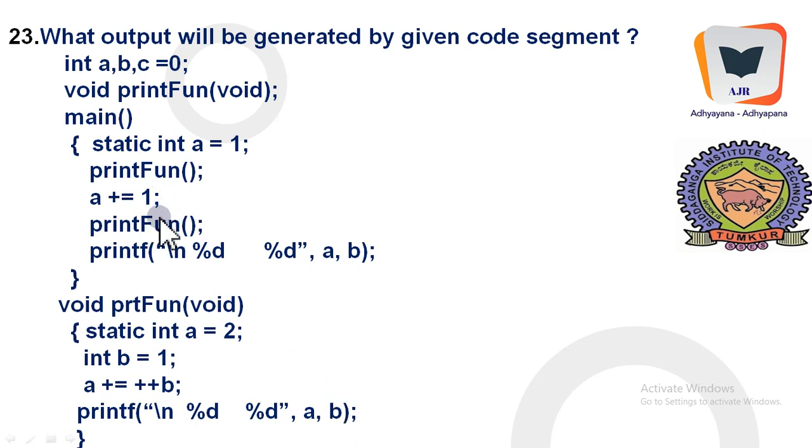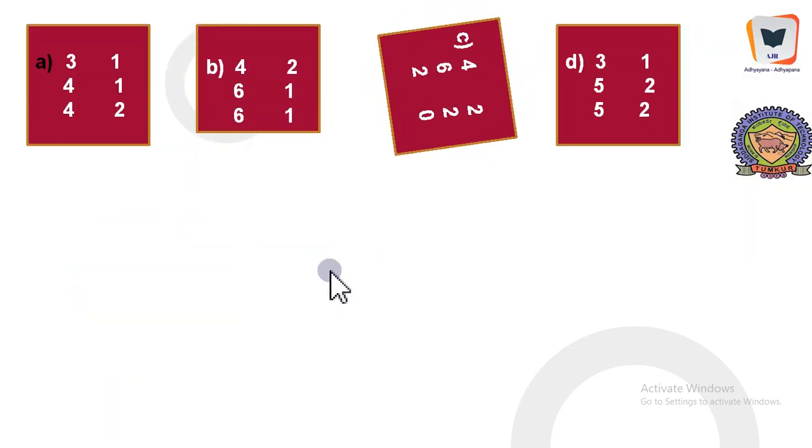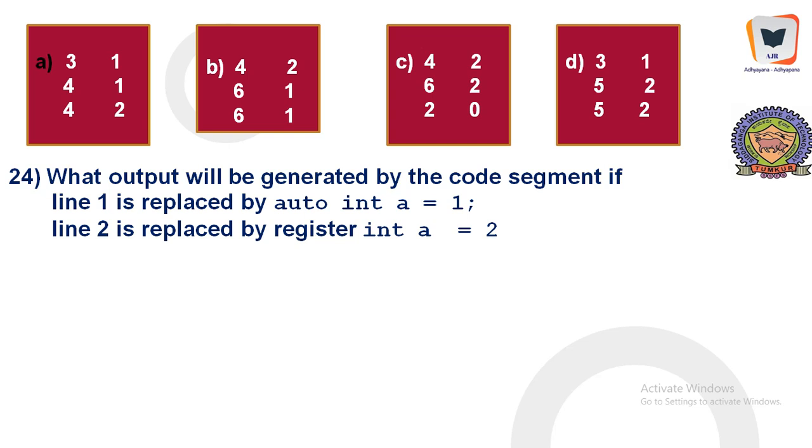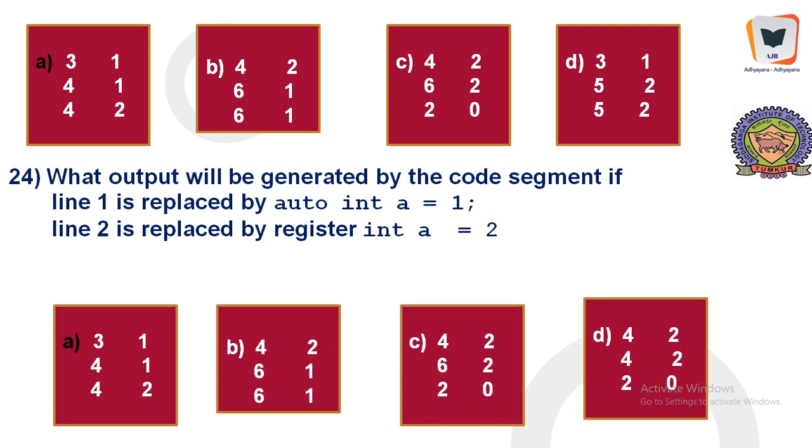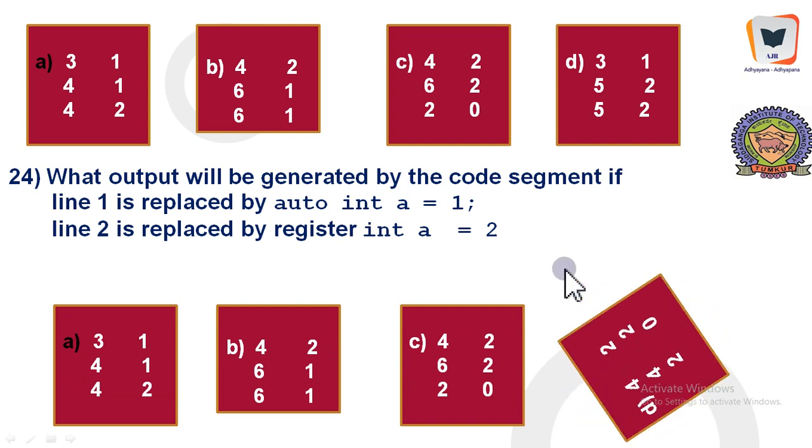Here A will become 2, and the print function once again comes over here. This is again 4 comma 2, because it is declared to be a register variable over here. Then here it will be 2 comma 0. So it is 4 comma 2, and 2 comma 0 should be the answer if the variables are declared this way. So it is 4 comma 2, 4 comma 2, 2 comma 0. Therefore D is the correct answer.